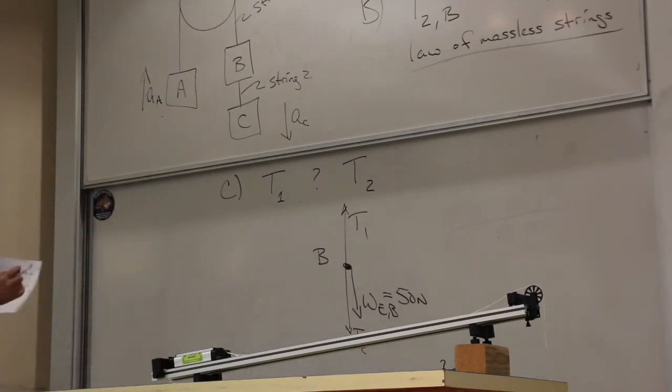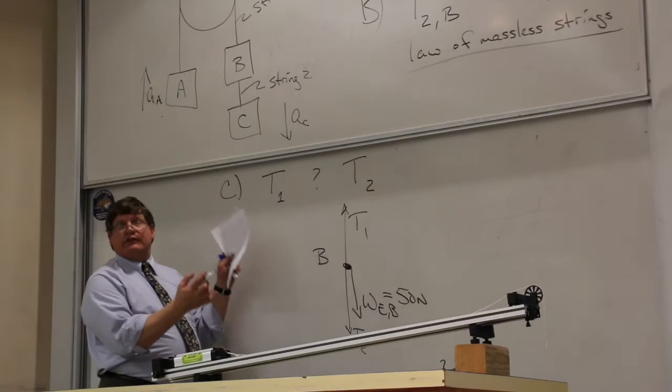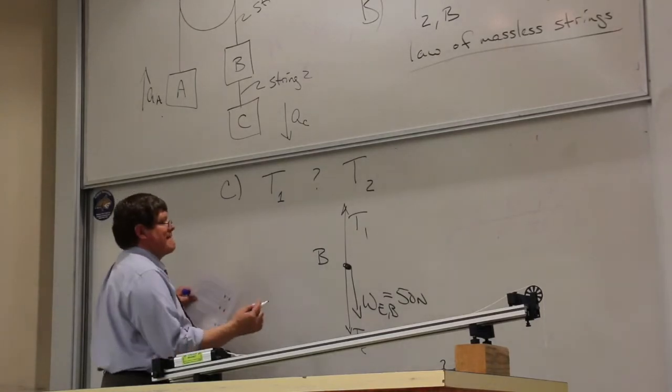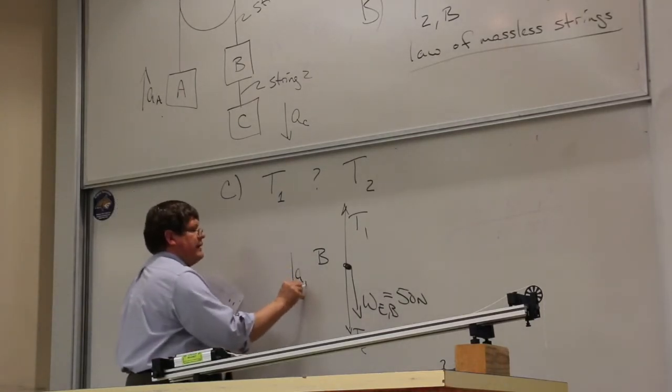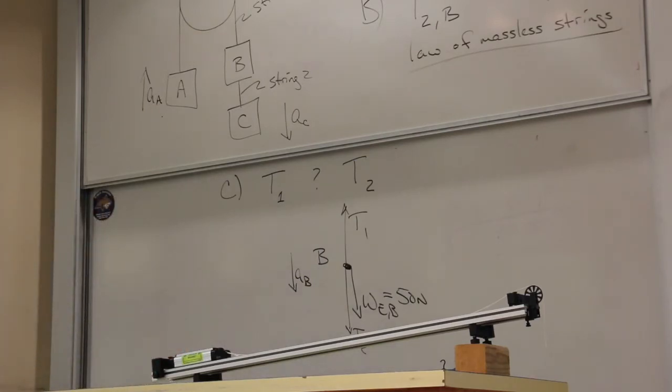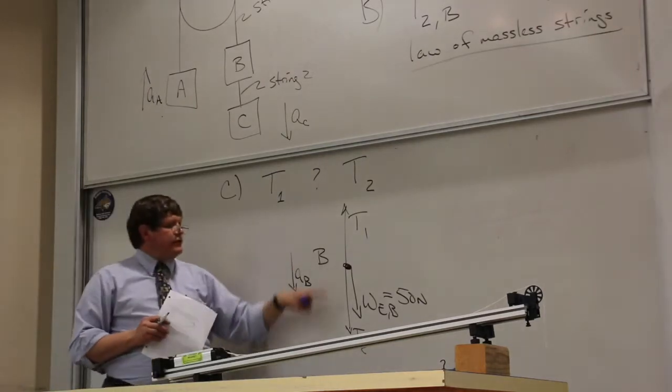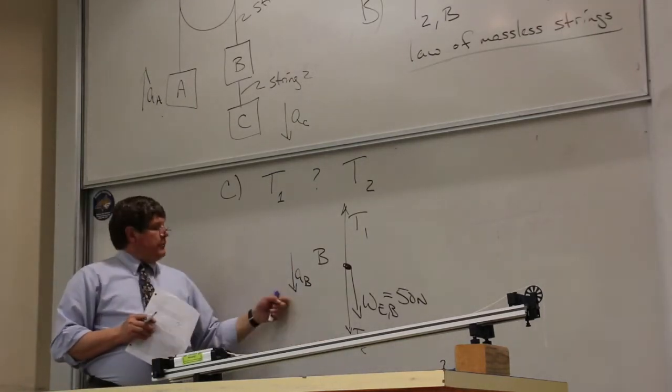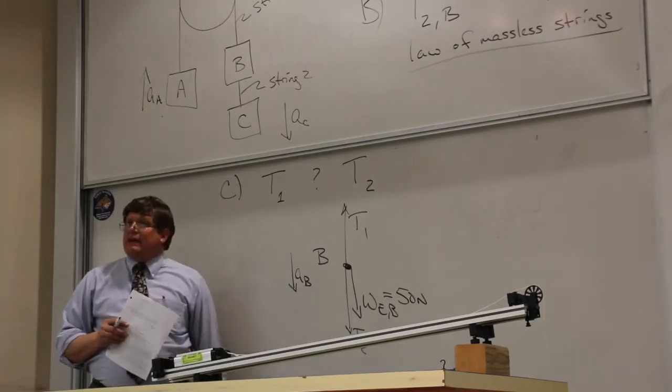And what do I know about the motion of B? What should this diagram scream? Down. The acceleration of B is down. Now that's a problem. If the acceleration of B were up, I could easily say that T1 is greater than T2. But with the acceleration down, I can't say anything.